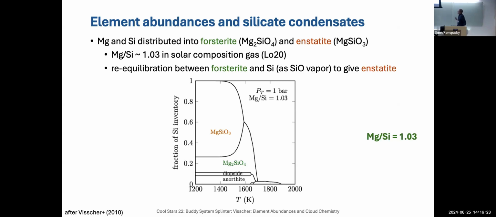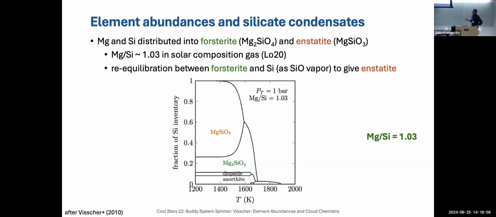The reason we get this particular combination of silicates is because magnesium outnumbers silicon in a solar composition gas. So you can think of this as an excess of magnesium, and this stoichiometry controls the types of clouds that we observe. We also find that this requires some re-equilibration between the forsterite phase and the enstatite phase in order to maintain mass balance between magnesium and silicon in this system.